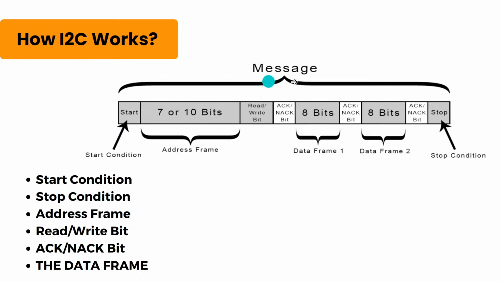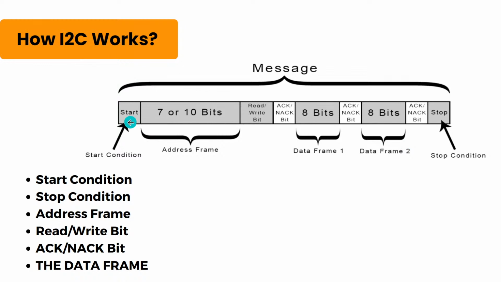Each message has an address frame that contains the binary address of the slave, and one or more data frames that contain the data being transmitted. The message also includes start and stop conditions, read-write bits, and acknowledgement and non-acknowledgement bits between each data frame. Let's see one by one what they are.